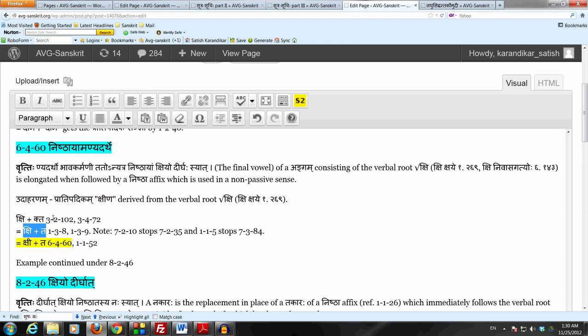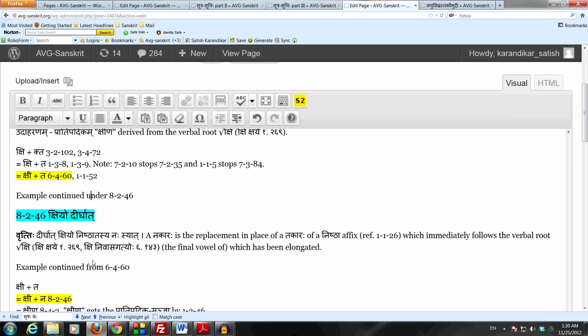Now at this point we can apply 6.4.60 because we do have the verbal root kshi. It is followed by the affix nishtha, which is not being used nyadarthe. It's not being used bhave or karmani. It's being used kartari. So therefore what happens? The ending vowel of the angam takes a dirgha adesha, and we get kshita. Now at this point we need the next sutram, which is 8.2.46, to put the nakara adesha in place of the nishtha takaraha. That sutram is kshiyo dirghat. That sutram only applies after we have done the dirghadesha. That's why we had to take 6.4.60 first. And now we will see 8.2.46, which will complete the derivation for us.